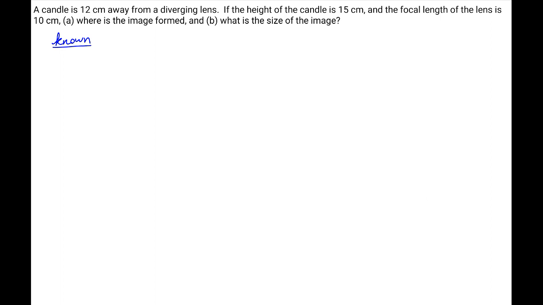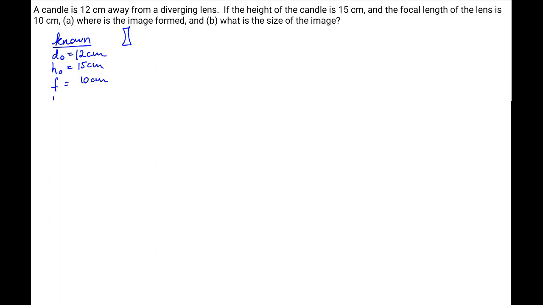We're told that the candle, which is the object, is 12 centimeters away from the lens. So DO is 12 centimeters. We're dealing with a diverging lens, so I'm going to draw it here so I remember what the lens shape is. Then we know that the height of the candle is 15 centimeters, so the object height is 15 centimeters. And the focal length of the lens is 10 centimeters, so F is 10 centimeters.